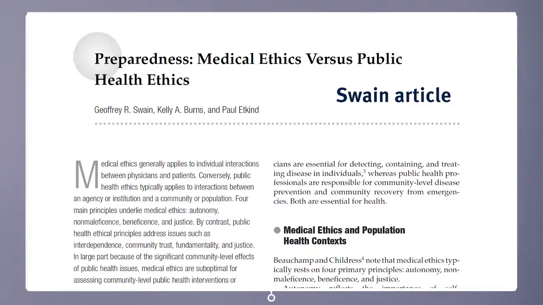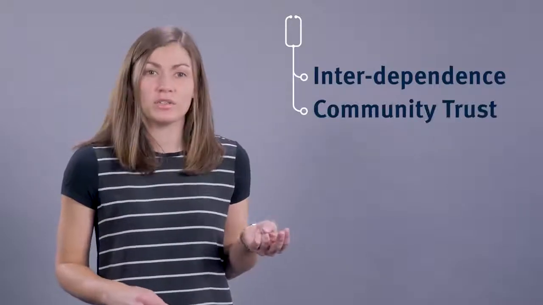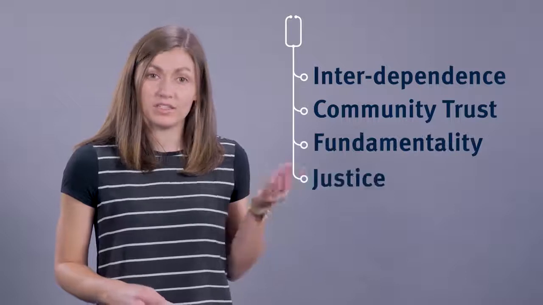We do need a code of ethics that better guides those of us dealing in population health. Now, there's no consensus on this, but I'd suggest reading the proposed principles from the American Public Health Association. Their code can be found in the AJPH article that's linked after this video. They have 12 principles, and we shan't go into those right now, but Jeffrey Swain's paper from 2008 builds these into 4 areas: interdependence, community trust, fundamentality, and justice.